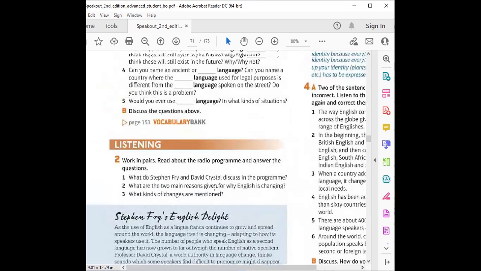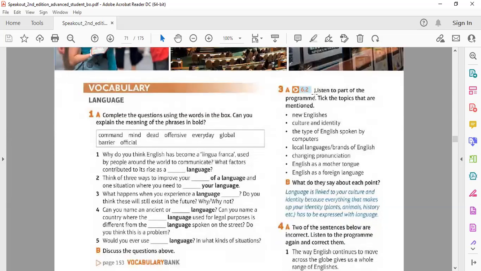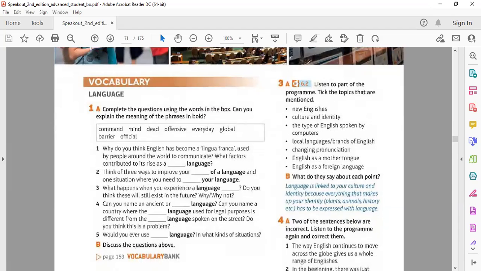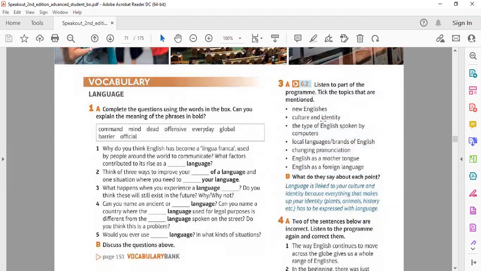No, okay. Now let's move on and listen to part of the program and take the topics that are mentioned here. Can you see it? The new Englishes, culture and identity, the type of English spoken by computers, local languages, brands of English, changing pronunciation, English as a mother language, English as a foreign language. Can you see them? Yes.